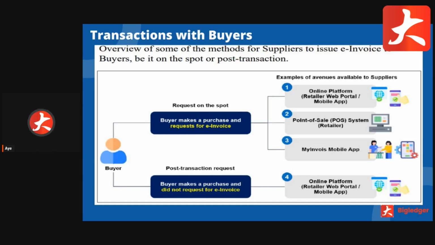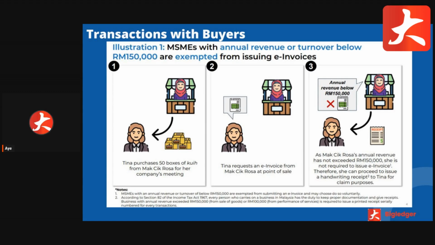Then if let's say the buyer comes back after a few days, then requests for e-invoice, which we call post-transaction request, then this one can be requested via the online platform, which is the supplier's own platform. So maybe they can provide a customer portal for their buyer to request the e-invoice after a few days within the month.